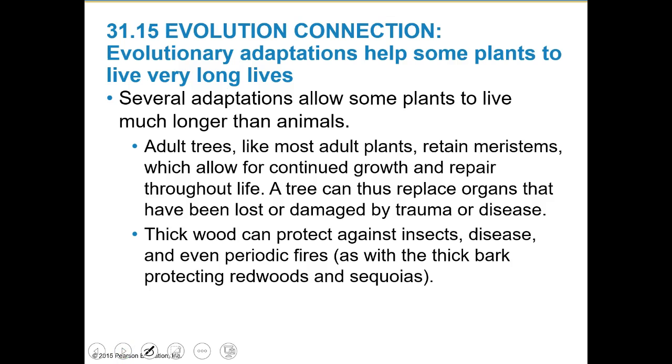Several adaptations allow some plants to live much longer than animals. Adult trees, like adult plants, retain meristems, which allow them to continue growth and repair throughout their lives. A tree can thus replace organs that have been lost or damaged by trauma or disease. Thick wood can protect against insects and disease and even periodic fires, as with thick bark protecting redwoods and sequoias. They even need some fire sometimes to grow.